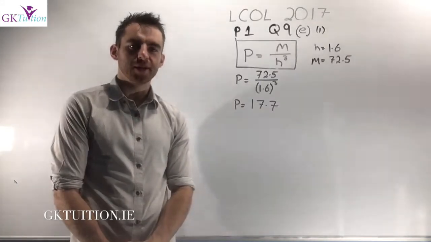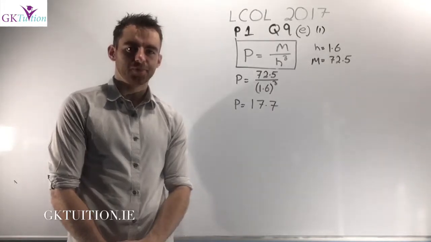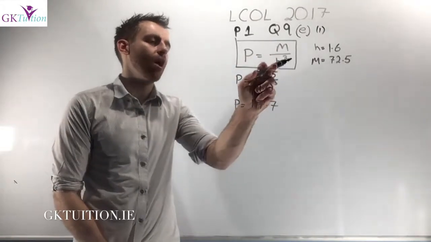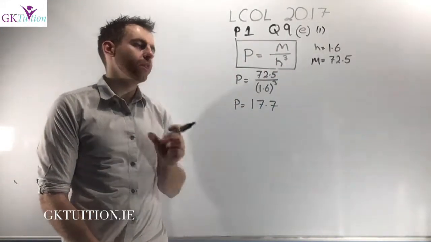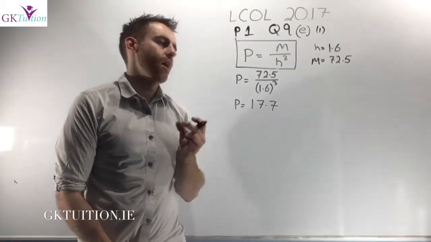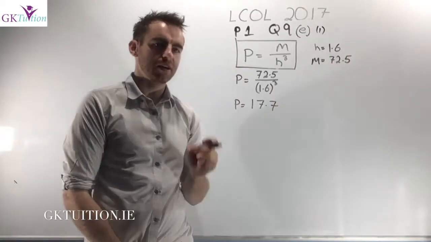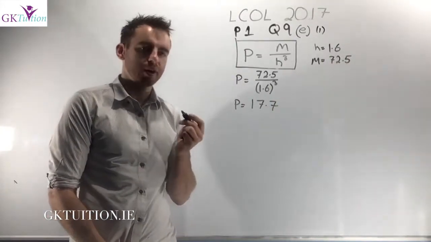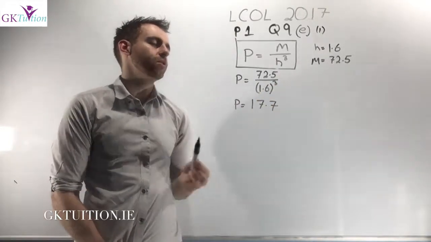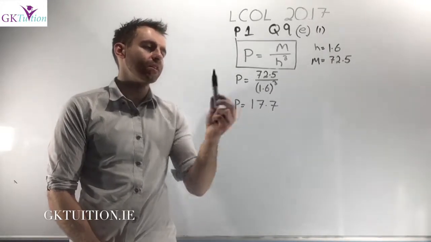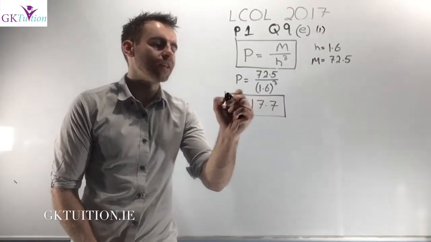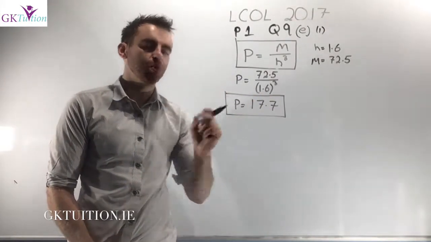In part E of this question, we're introduced to the ponderal index. We're told that the ponderal index relates a person's weight in kilograms to their height in meters. We're told in E part 1 that a person's height is 1.6 meters and that their weight is 72.5 kilograms. If that's the case, we're asked to work out what is P, their ponderal index. So basically it just means instead of M you sub in 72.5, instead of H you sub in 1.6 to the power of 3, and you just plug it into your calculator. It asked you to get this to one decimal place, so your answer here is going to be 17.7.